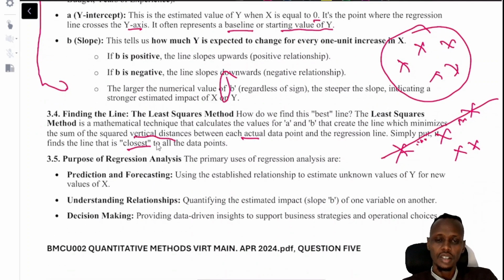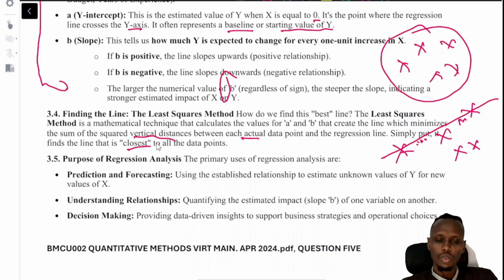So finding the line: the least squares method. So this is also tested. How do we then find the best line? The least squares method is a mathematical technique that calculates the values of a and b that create the line which minimizes the sum of the squared vertical distances between each actual data point and the regression line. Simply put, it finds the line that is closest to all the data points.